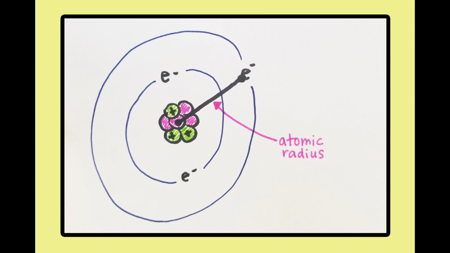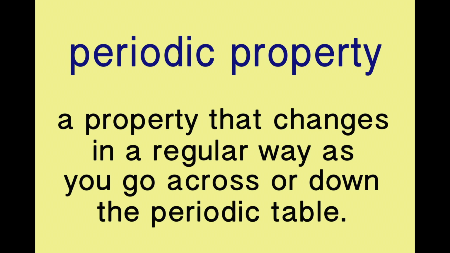atomic radius. The atomic radius of an atom is the distance from the center of the nucleus to the outermost electron. Atomic radius is a periodic property, which means that the atomic radius changes in a regular way as you go across or down the periodic table.